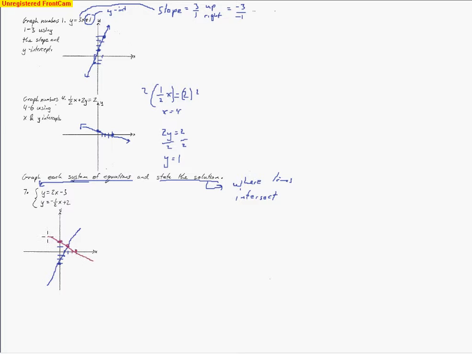So we've drawn the 2 lines. Now we want to state what that point of intersection is, and it's 2 spaces to the right, 1 space up. So 2, 1, and that is the solution of that system.